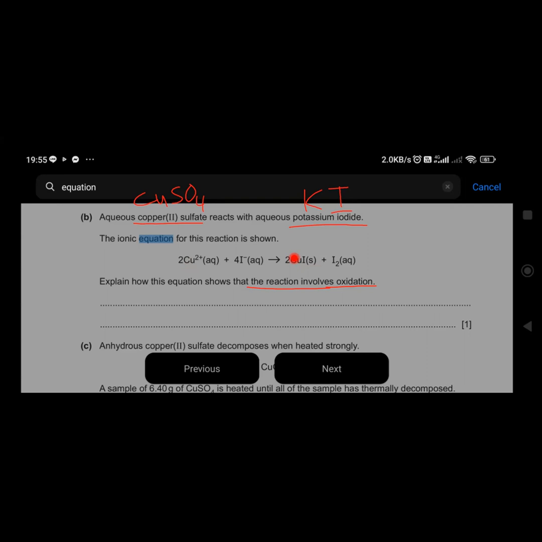Copper is a transition metal, but there are some transition metals that do not have variable oxidation numbers, like silver, zinc, like that, right? But copper is a transition metal that has variable oxidation numbers. So what's the variable oxidation number here actually? This one is 2+. Here what's the oxidation number? First break it down.